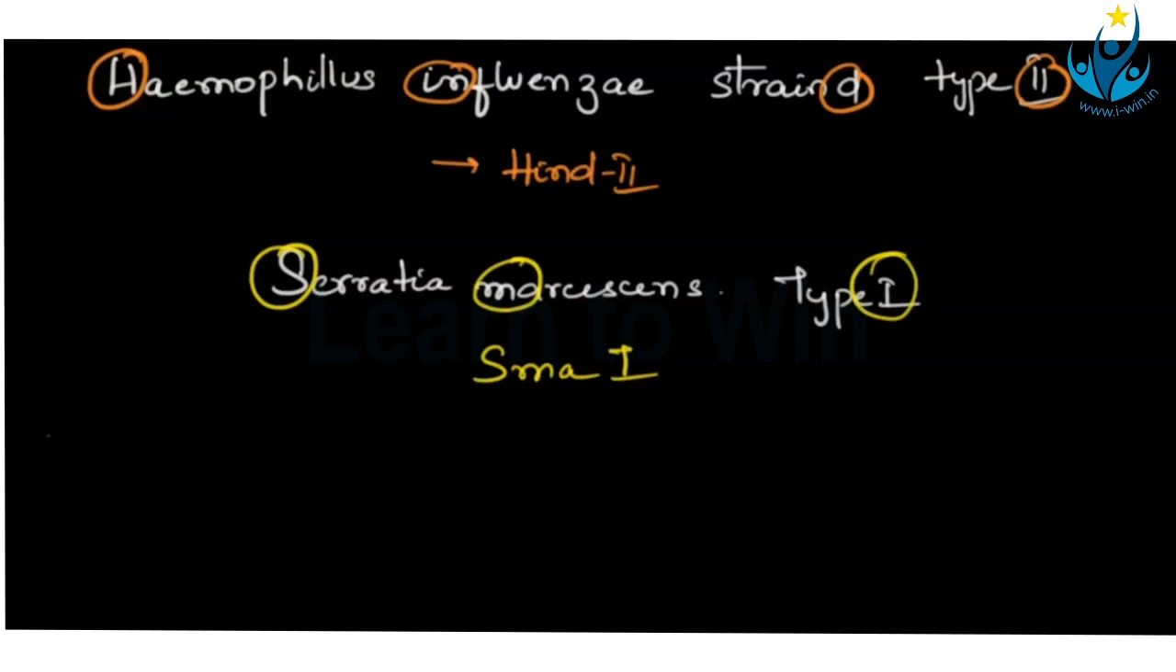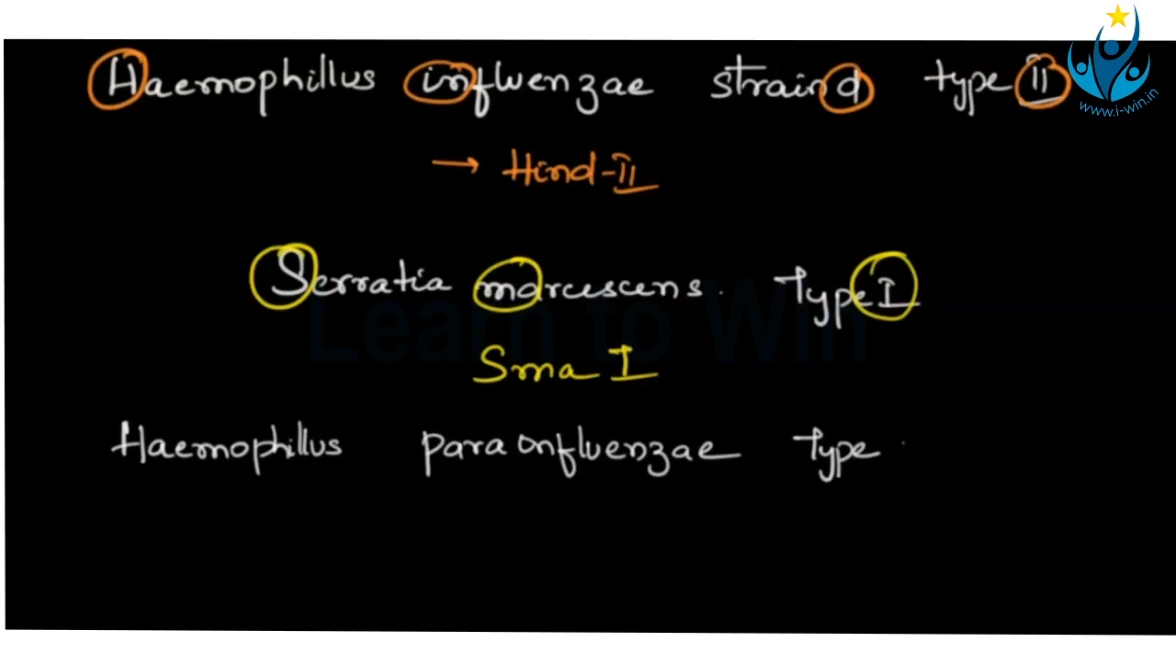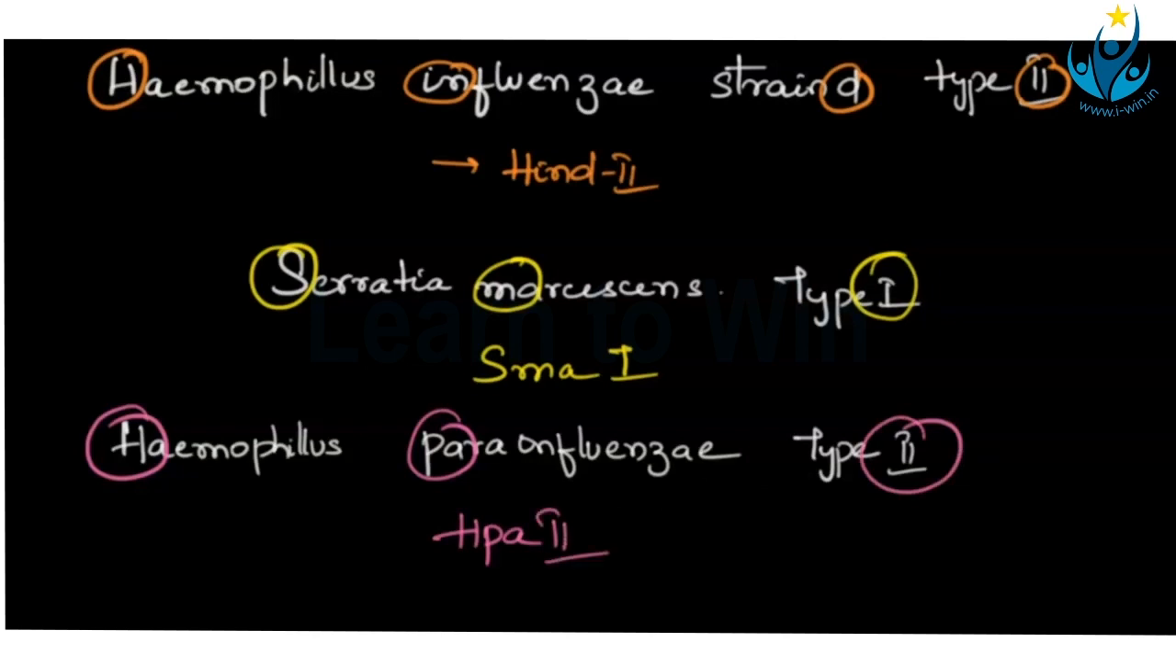So let us write another one. It is Haemophilus parainfluenzae, type 2. Okay, so what will this be now? Come on. So this will be HPA, right? There is no strain, so the fourth letter will be empty, and type 2. Got it? So this is how your restriction enzymes are going to be named. Okay, I hope this is clear.